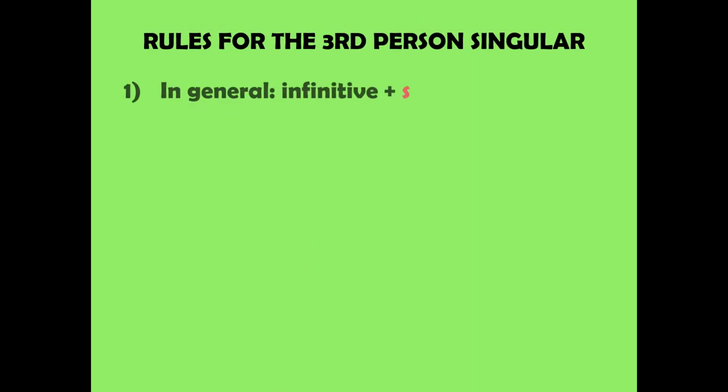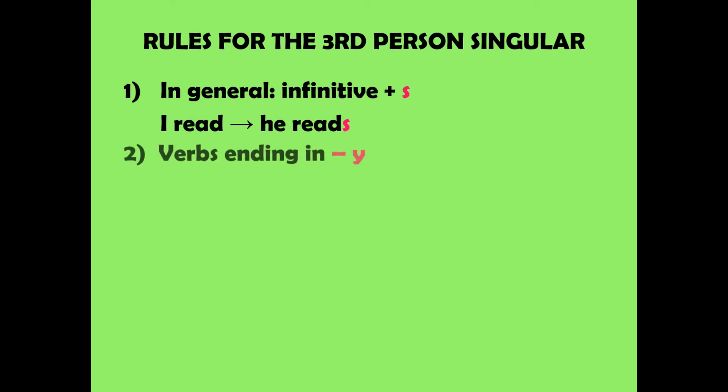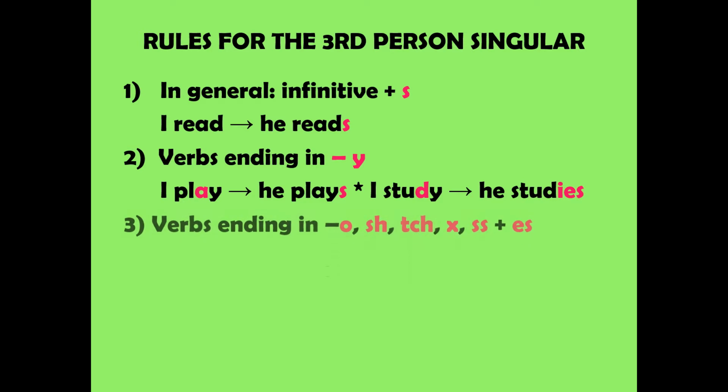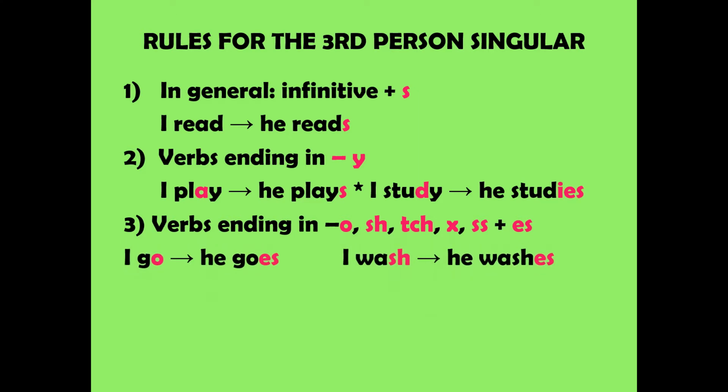Number 1, in general, infinitive plus s. For example, in this case we have I read. In third person we have he reads. Number 2, verbs ending in y. I play, third person, he plays. I study, third person, he studies. In this case you have to erase the y, and then you have to write the i and es.